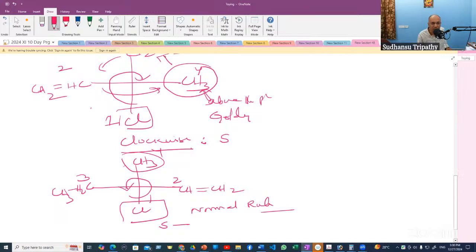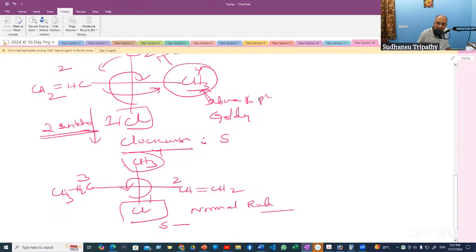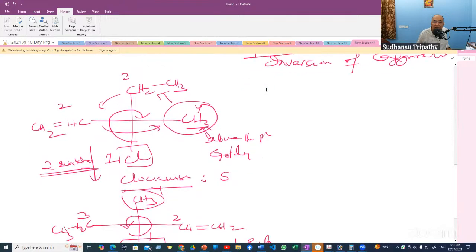And I converted this with 2 switches. 2 switches means no change in the configuration, retention of configuration. Now let us make a 90-degree rotation, which Miss Tripathi did.